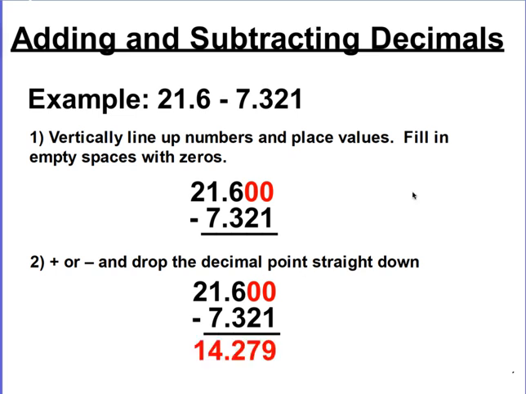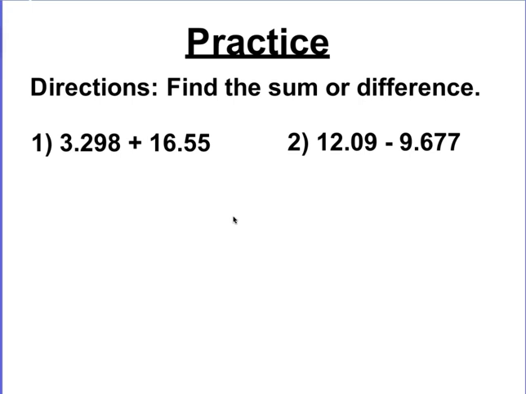And then you have to borrow later on too. So because 1 is smaller than 7, you have to borrow here. But if you do your subtracting correctly, you're going to get 14 and 279 thousandths as your answer. Okay, if you used your estimating to check, you would see that that's going to be the right answer. Okay, so try these two problems, line up your decimal points and your place values and solve, and then when you're done, you can unpause your video to see how you did.